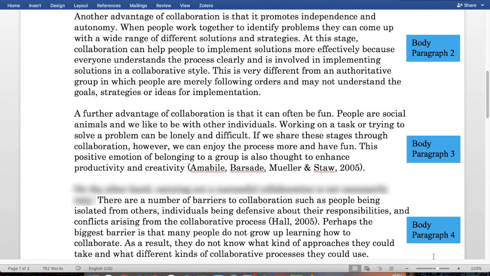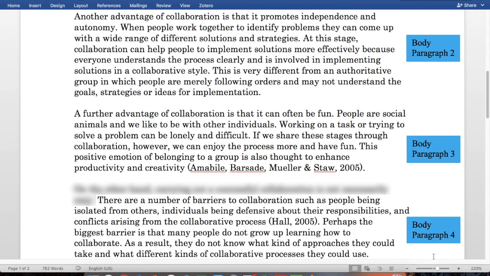If we look at body paragraph 2 and body paragraph 3, we can see that the topic sentences there both mention advantages. So in number 2, another advantage of collaboration is that it promotes independence and autonomy. And in paragraph 3, a further advantage of collaboration is that it can often be fun. So those 2 paragraphs together are talking about the advantages of collaboration.